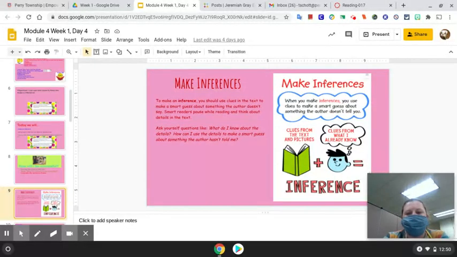So you use clues from the text and things you already know, and to do that, you make an inference. It's kind of like a math problem. So you take things you know from the book that the author tells you, and things that you already know about life, and you put those together to make an inference.